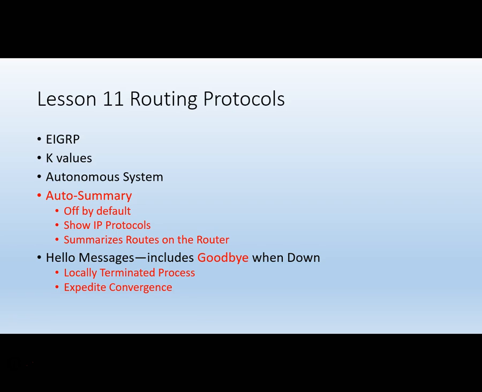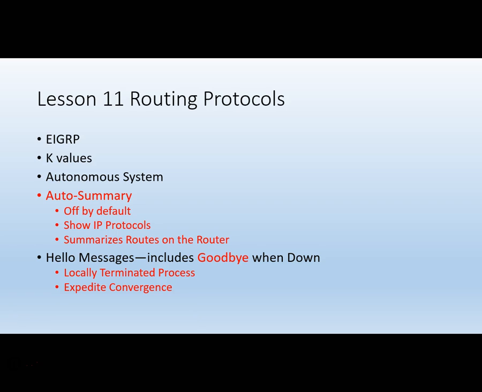EIGRP, Enhanced Interior Gateway Routing Protocol, is an enhanced version of the old IGRP, Interior Gateway Routing Protocol. It is Cisco proprietary. It has K values that are used to calculate the metric. There are 5 of them, but we only are going to use 2 of them, which are bandwidth and delay. So bandwidth and delay are used to determine the metric for EIGRP.